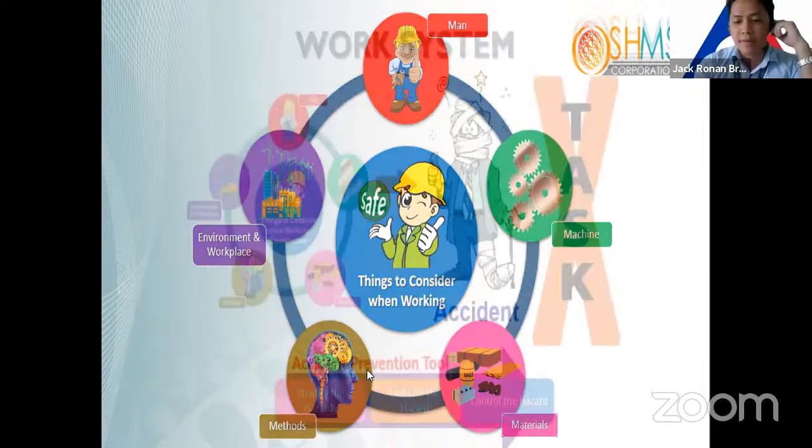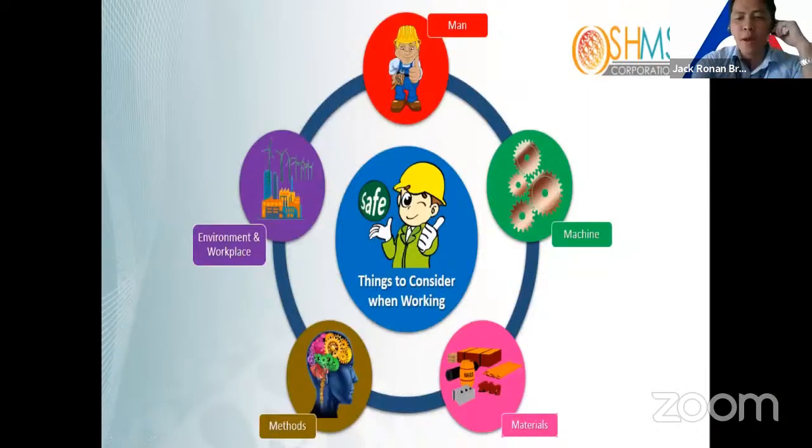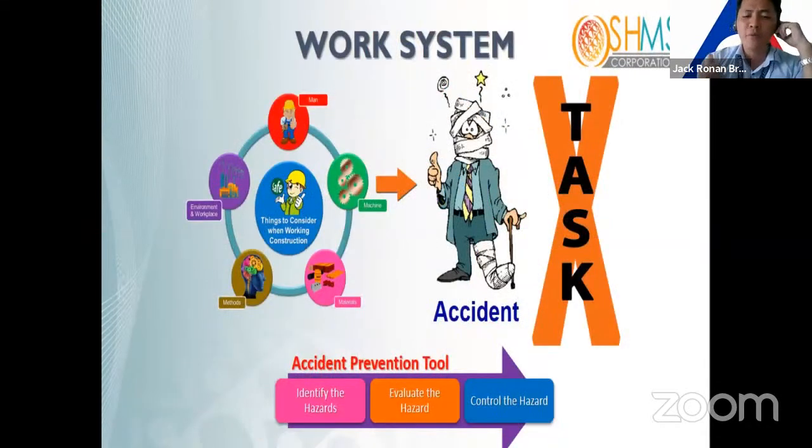And next is methods. If the methods in executing a job are improper, it could lead into hazard and injury. And of course, we have environment and workplace. So once we have identified what are the sources of hazard, we can evaluate the hazard. And once we have evaluated the hazard, we can control it. So dito na po pumapasok yung hierarchy, yung hazard identification and risk assessment and control. First, we need to identify the hazard, evaluate the hazard, and control the hazard.